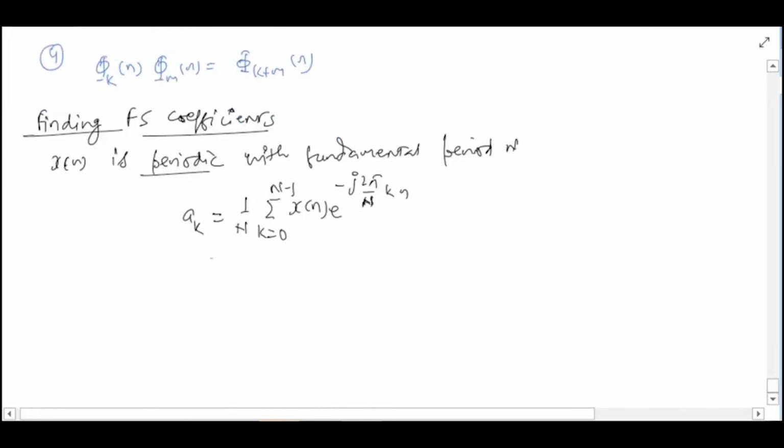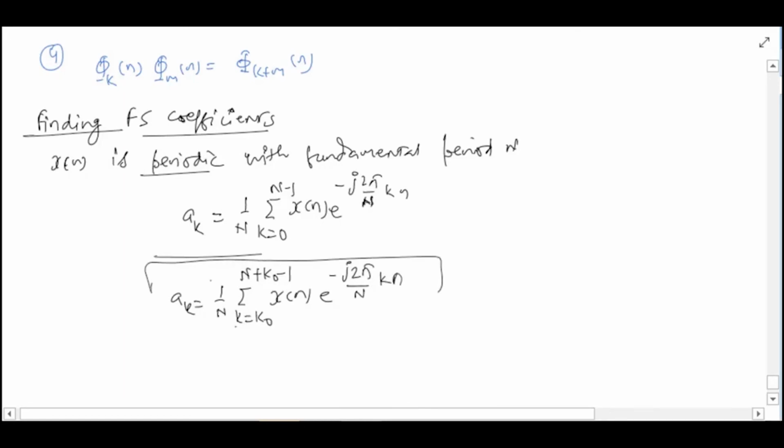Also, as in the continuous time case, we could change the limits of summation to any value as long as the number of terms in the summation is capital N. So we can sum from n equals n naught to N plus n naught minus 1, and we would get the same Fourier series coefficients. Okay, so this is a formula that is equally valid. This, expectedly, is called the analysis equation.